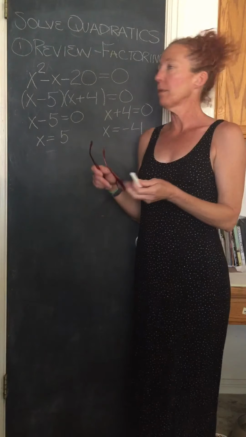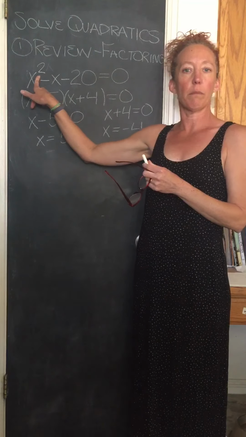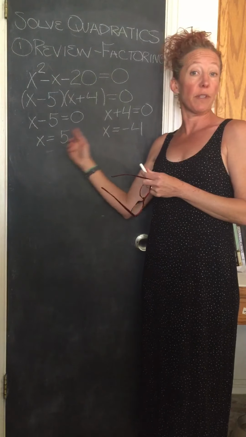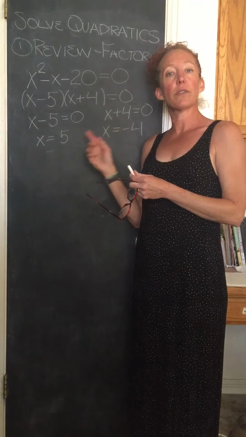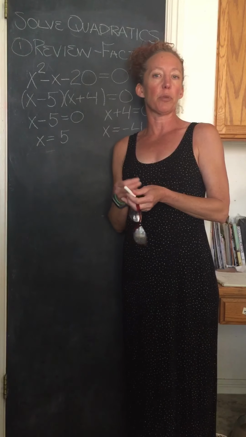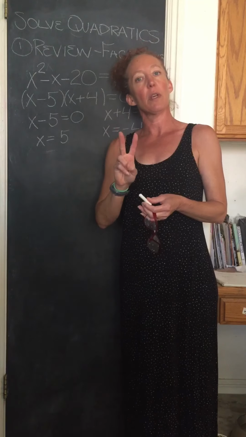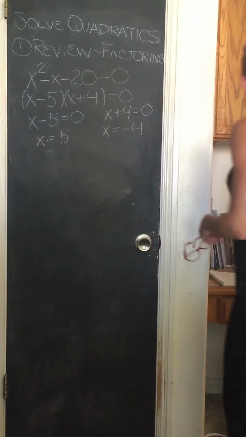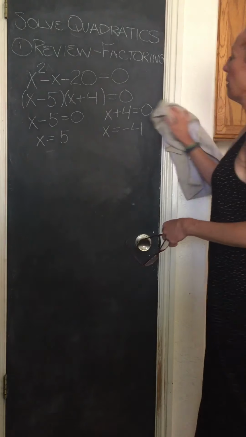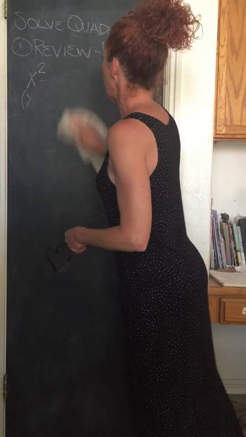Just to review, if we have a squared term, we should anticipate two different answers. Also, the same answer could show up twice, but that's considered one answer that happens two times, so it still falls into that two answer category. Let's review a slip and slide by factoring.